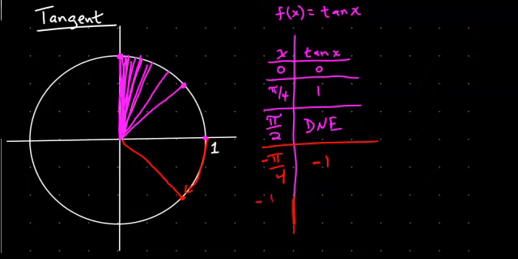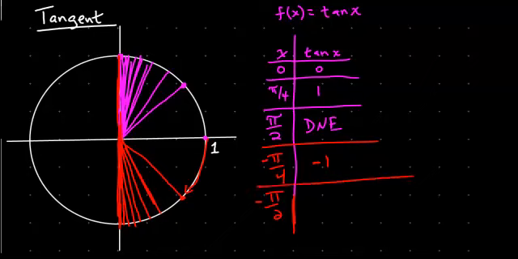And at negative pi over 2, we're going to see again that our slope is undefined. It's the vertical line, the same vertical line that it was undefined for at pi over 2. So that's negative pi over 2. But note that as we get closer and closer to pi over 2, our slopes are getting as big as we want in the negative direction. Those are very, very big negative slopes.